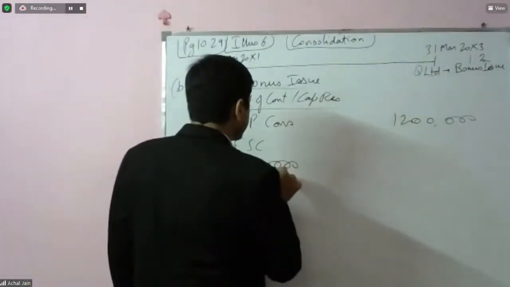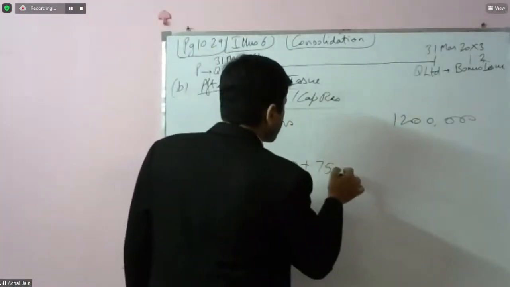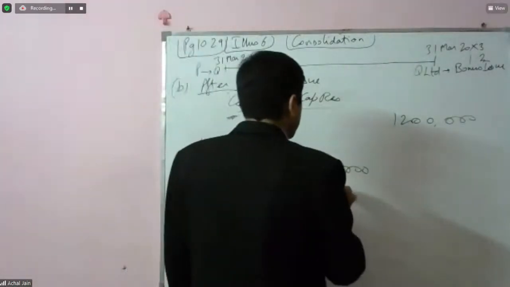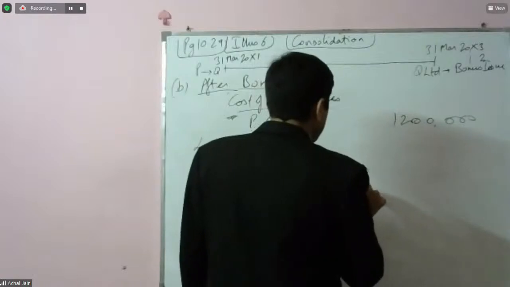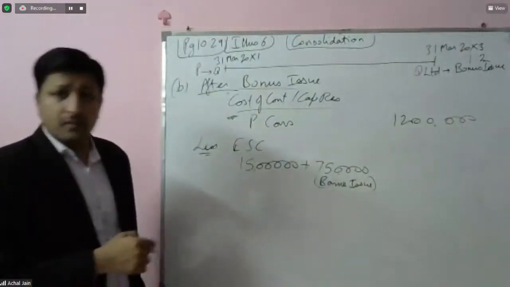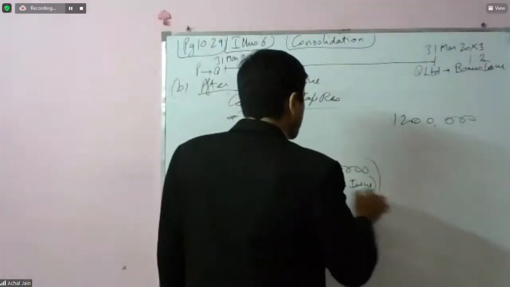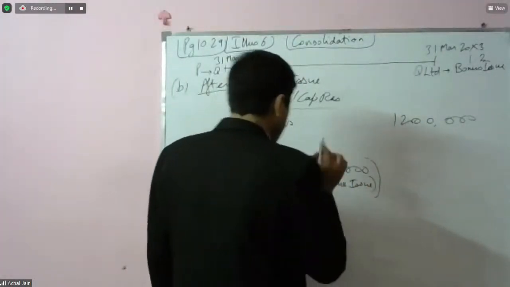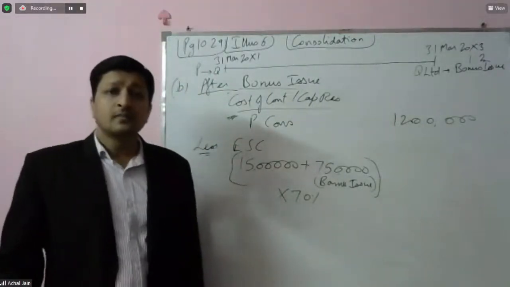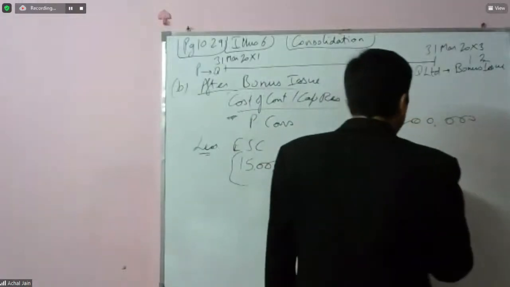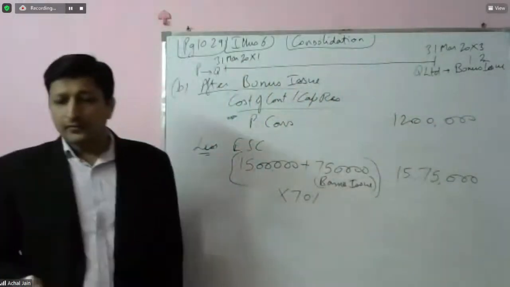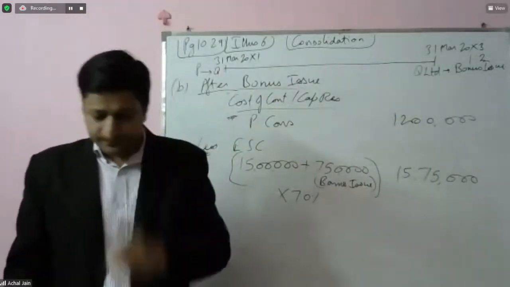15 lakh plus 7 lakh 50,000. What is this 7 lakh 50,000? Bonus issue. Okay. And we will pick up 70% of this. So what does it become? 15,75,000. All right.